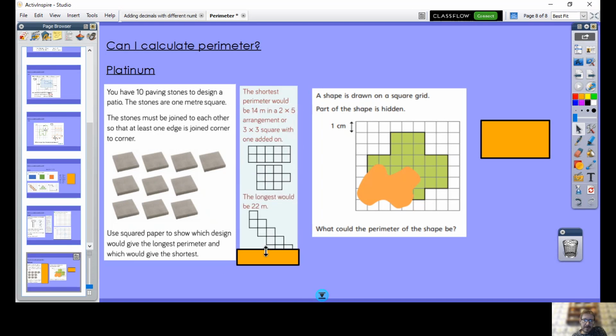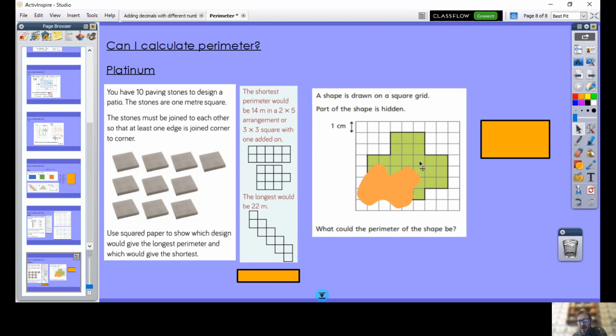Okay, let's have a look. So the shortest perimeter would be 14 meters in a 2x5 arrangement or a 3x3 square with an extra added on. The longest would be 22. I suppose doing kind of a staircase. You might be able to arrange it in a different way, or it might have it going in a different direction.